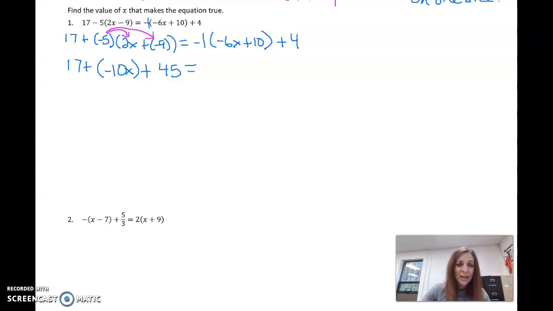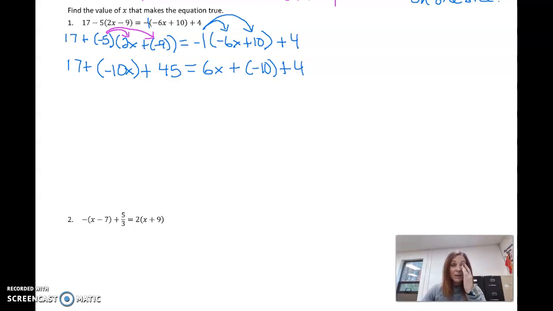Then we come to our other side, and I'm going to do the same thing. I want to distribute. Negative 1 times negative 6. Negative times a negative is a positive. 1 times 6 is 6. Plus negative 1 times 10. So negative 1 times 10 is going to be a negative 10. And then I have my plus 4. That's outside the parentheses. I'm not going to use my distributive property.